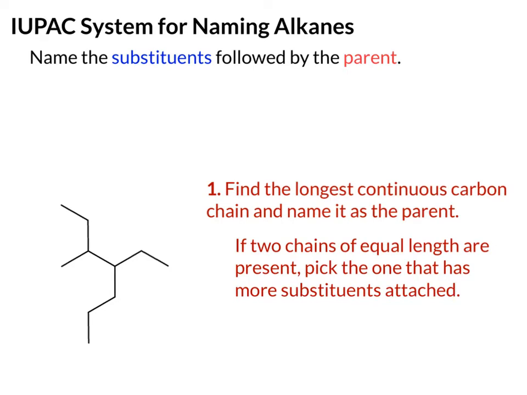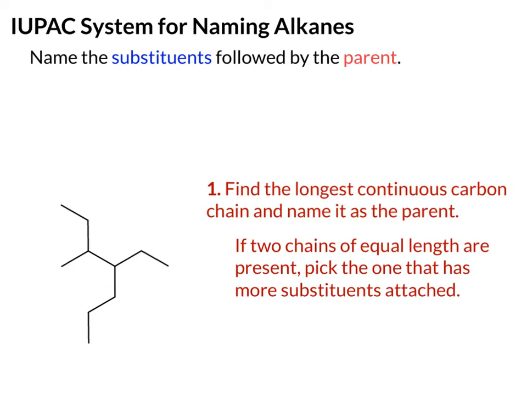together and decide on the best systems that are consistent for things like nomenclature, classifications, releasing updated versions of the periodic table, and things like that. The general pattern for naming an organic molecule is pretty consistent. We name the substituents, followed by the parent. But first, let's define what these two things are.